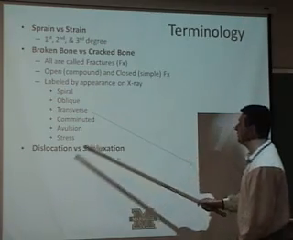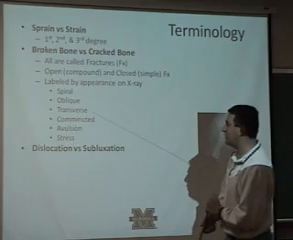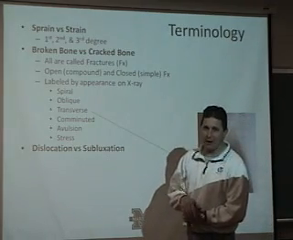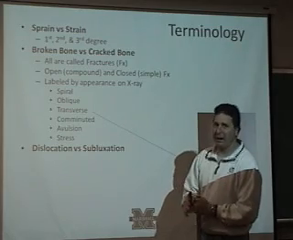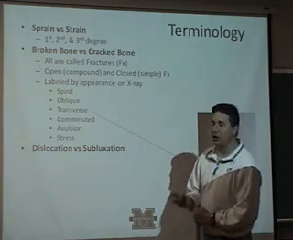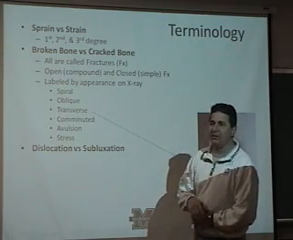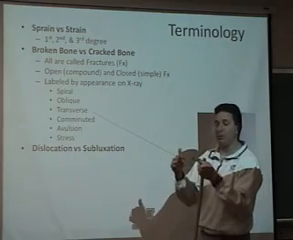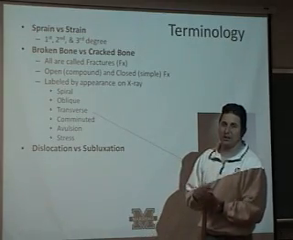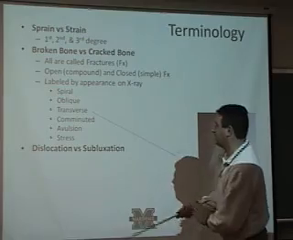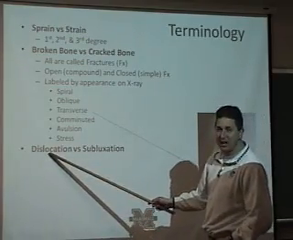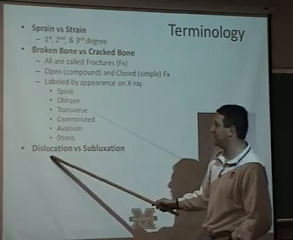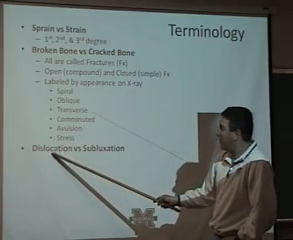Dislocation versus subluxation. You dislocate a joint. You do not fracture joints. You don't break an ankle. You don't break an elbow. You don't fracture an ankle. You dislocate joints. The articulation comes apart from each other, where they move against each other and roll on each other. So a dislocation comes completely out of joint. It may reduce itself spontaneously. We call it spontaneous reduction. It goes back in by itself.